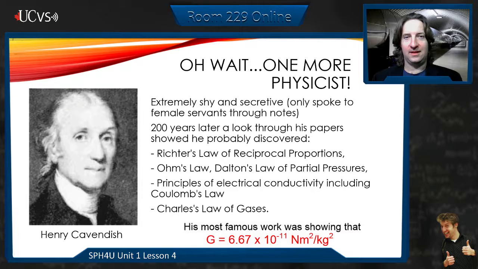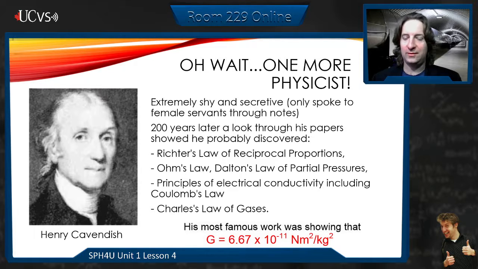And we didn't even know how much stuff he did. Some of his notebooks have been found 200 years later. And going through them, there's a whole bunch of things that he may have discovered before they were actually discovered publicly, because he just never published any of his data, any of his results. Very strange guy. But his most famous work is that he was able to show that the proportionality constant for Newton's universal gravity is 6.67 times 10 to the negative 11 Newton meters squared per kilogram squared.